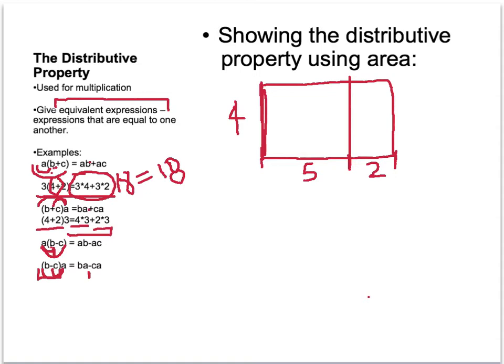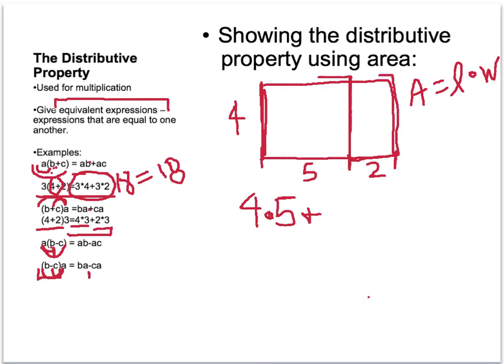So to find the area of a rectangle, we have to do area equals length times width. Well, there's a couple ways I can do this. If I want to look at this, I can say the area is the area of this rectangle, which is 4 times 5, plus the area of this smaller rectangle right here, which is 4 times 2.